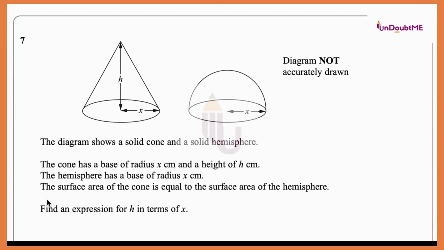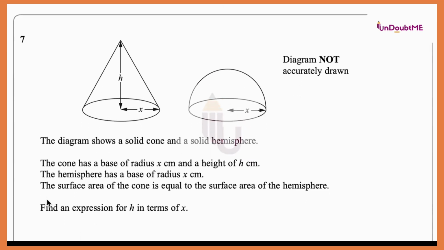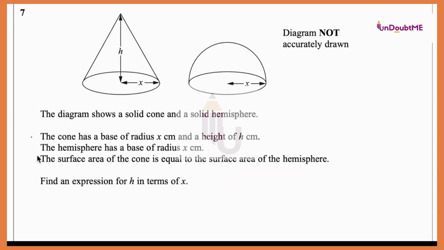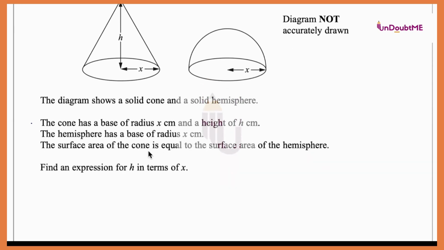Next question. The diagram shows a solid cone and a solid hemisphere. The cone has base radius x and height h. The hemisphere has base radius x. The surface area of the cone is equal to the surface area of the hemisphere. Express h in terms of x.